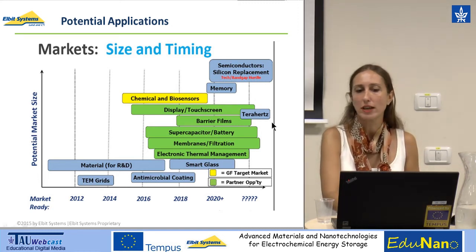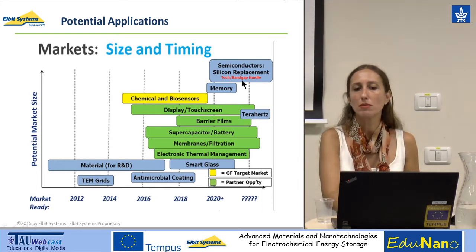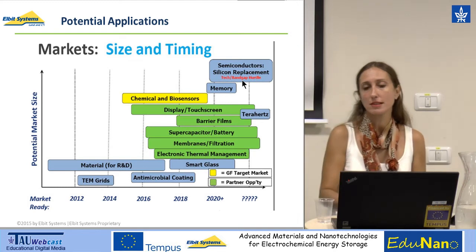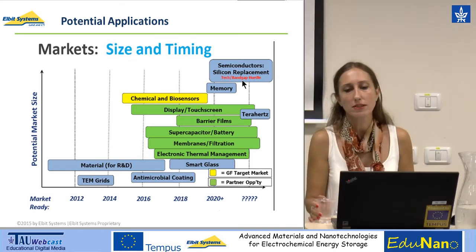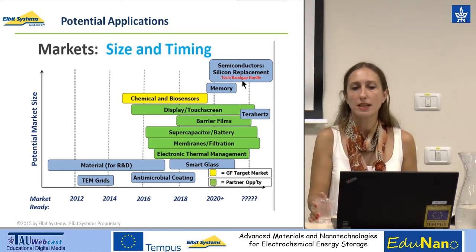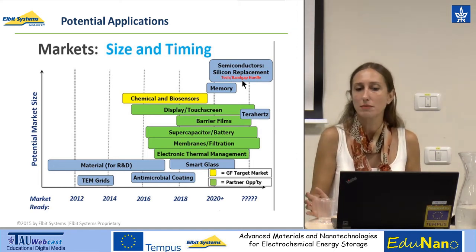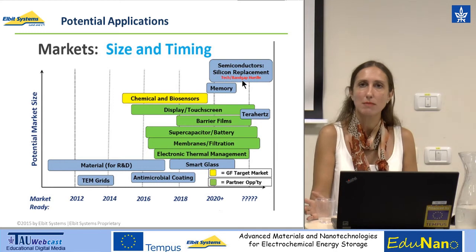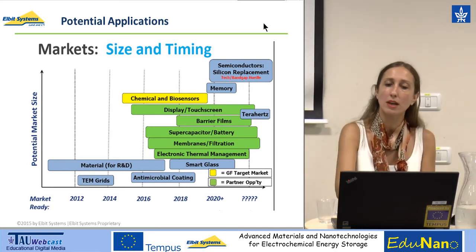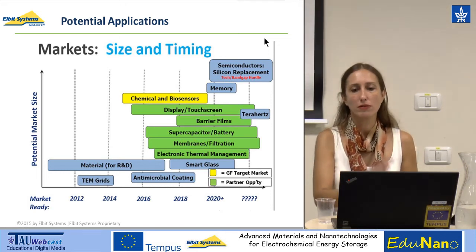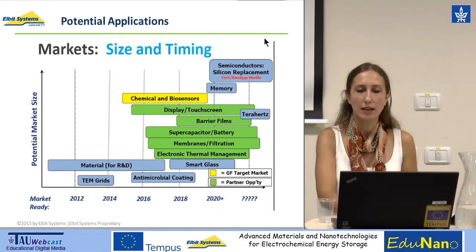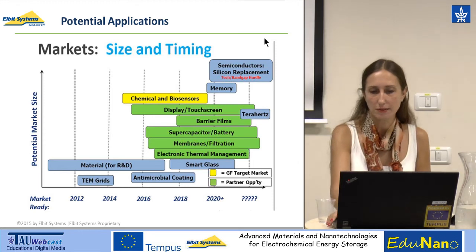This is somewhere even in the later future. We are talking about silicon replacement. This is something that actually could open a new area of applications in semiconductors, and of course there are some technical and band gap hurdles that have to be overcome, but this is something that is being envisioned for graphene in the next decades.